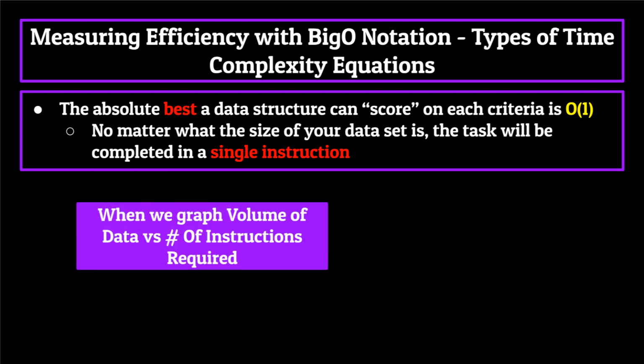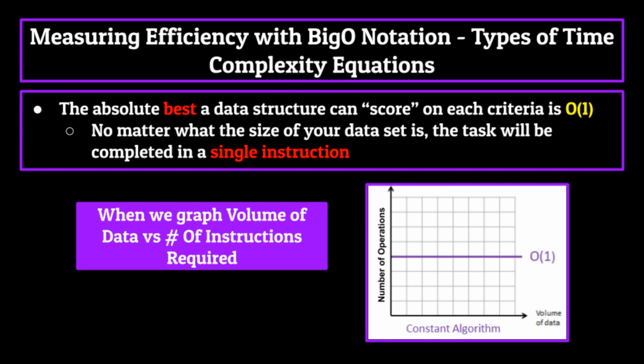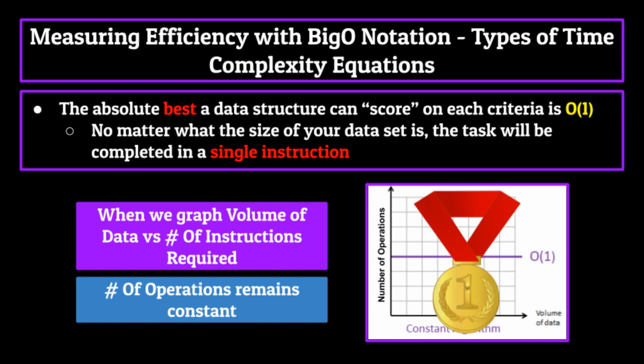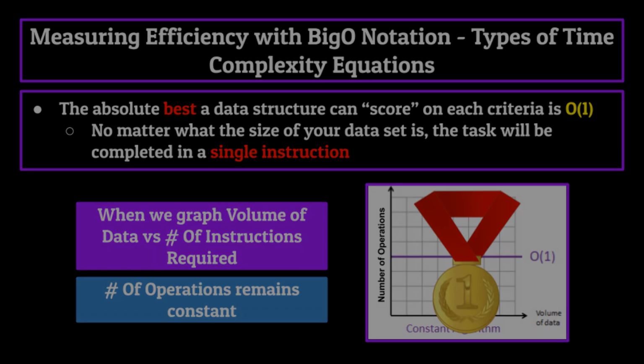This is why when we look at the graph of volume of data versus instructions required for O of 1, the line remains constant at 1. No matter the volume of data stored within the data structure, the computer can complete that task in a single instruction, whether it be accessing, searching, inserting, or deleting. O of 1 is the gold standard, absolute best, top of its class time complexity equation. It is basically the Michael Jordan of big O notation when it comes to time complexity equations.